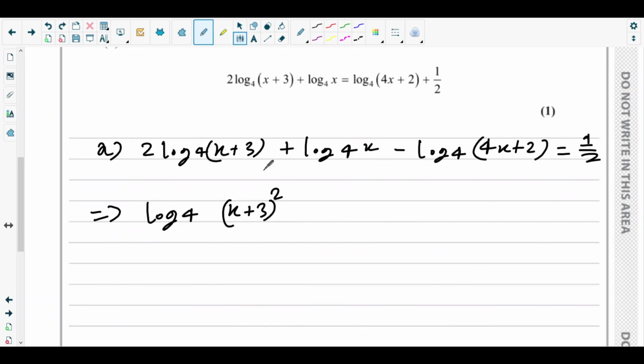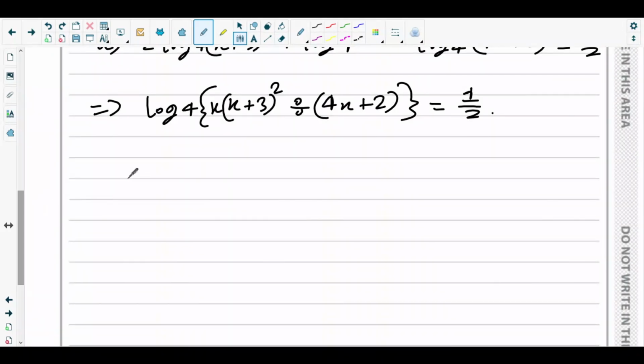The first two terms have addition between them, right? For addition, the two terms get multiplied. And the third logarithmic term is in subtraction with the first two terms, so it will be in division. So this divided by (4x plus 2) equals half.